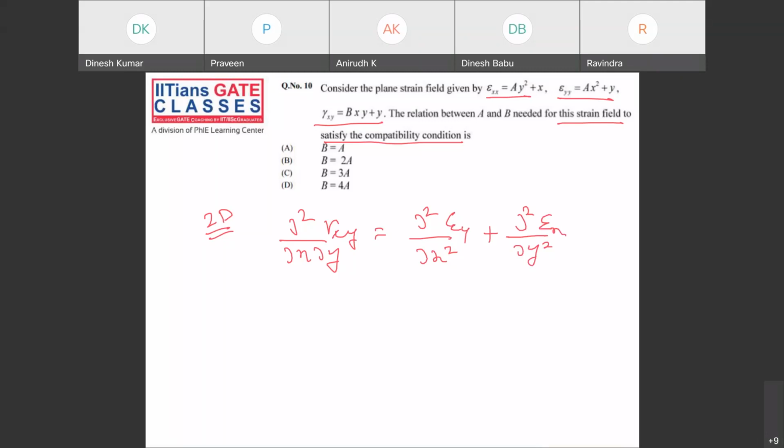Now you can substitute gamma xy, epsilon y and epsilon x here, differentiate and equate. When you do this, B equal to, epsilon y is given in terms of a x square plus y. If you differentiate twice, you will get 2a, and again if you differentiate this with respect to y twice, you will get 2a. So we get B equal to 4a as our answer. So D is the answer.